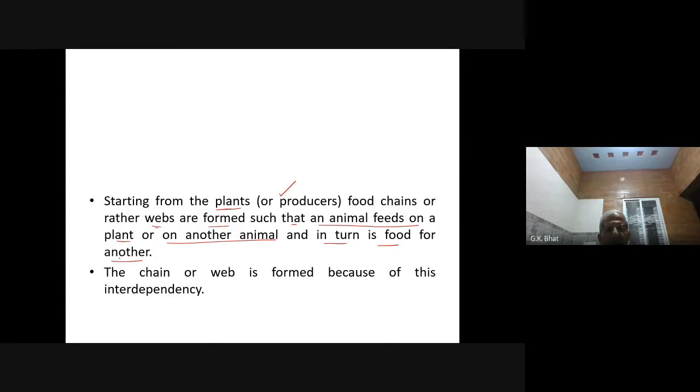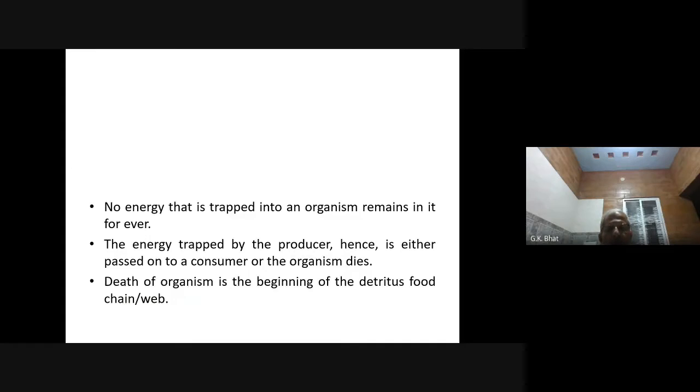This food chain or food web is formed because of this interdependency. Each and every animal is dependent on another animal for its food. It becomes food for one more animal. No energy that is trapped into an organism remains in it forever. Very important sentence. No energy that is trapped into an organism remains in it forever.